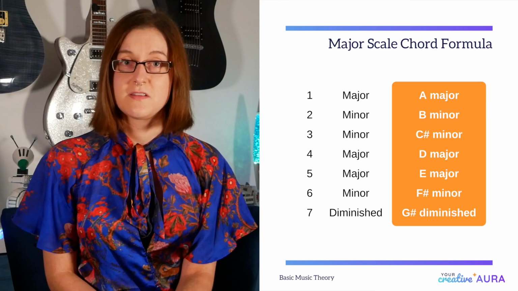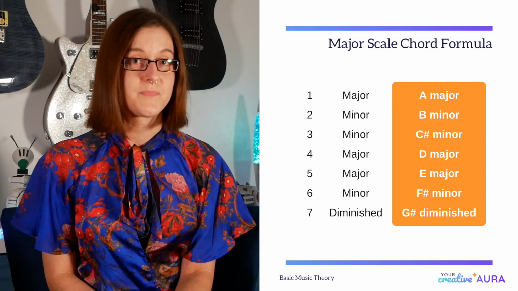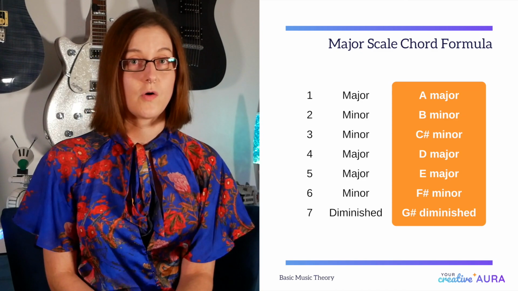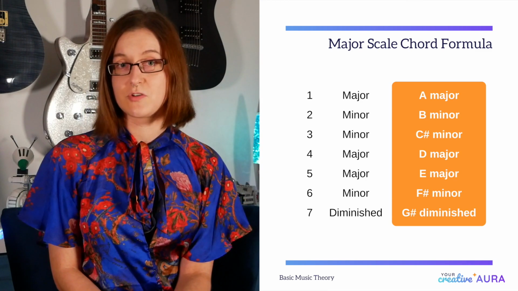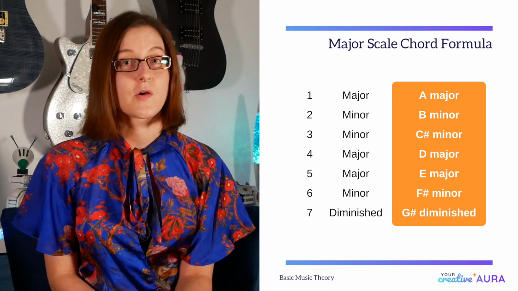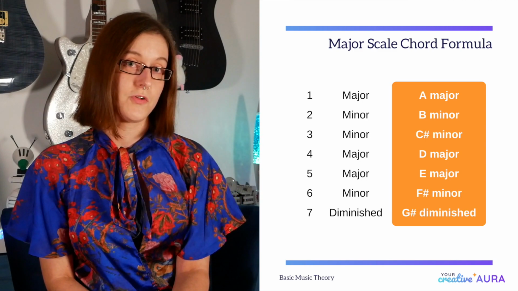The first note in the scale will be a major chord. The second will be a minor chord as well as the third. Fourth and fifth will both be major chords. Sixth a minor chord and seventh a diminished chord.